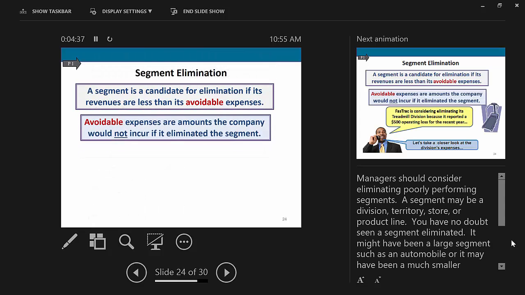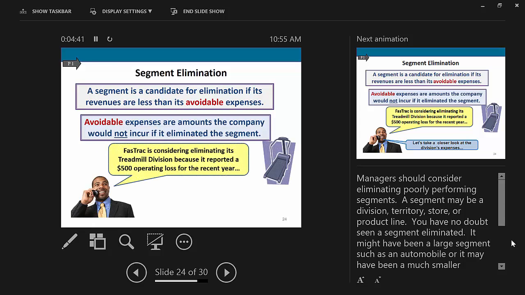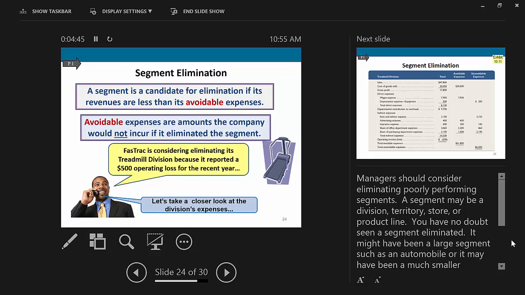Okay, segment elimination. If we're deciding to eliminate a segment, we only consider avoidable costs. Avoidable costs are costs that will disappear if we get rid of that segment. That's how we're going to decide whether or not we're going to get rid of this segment.